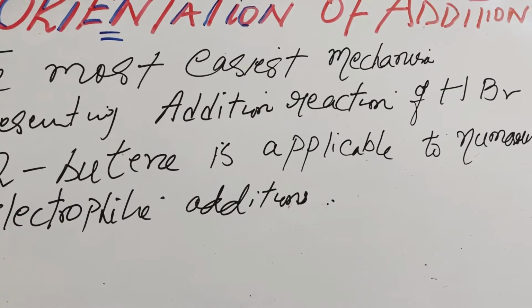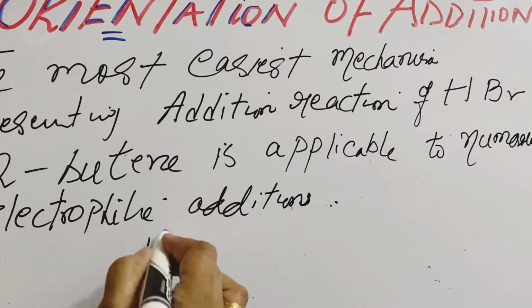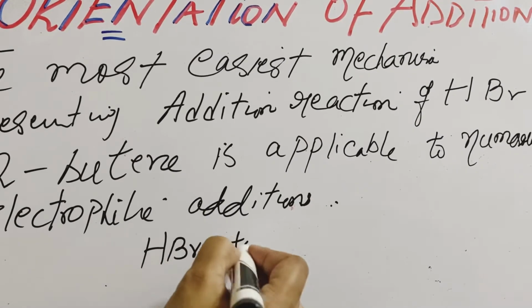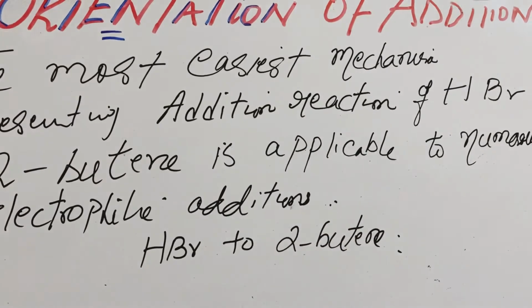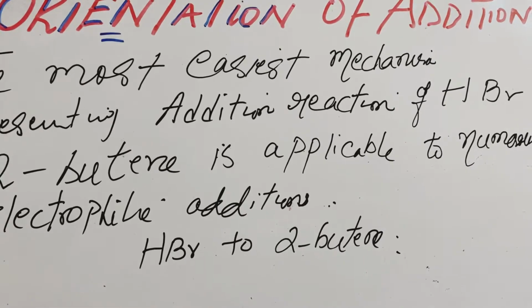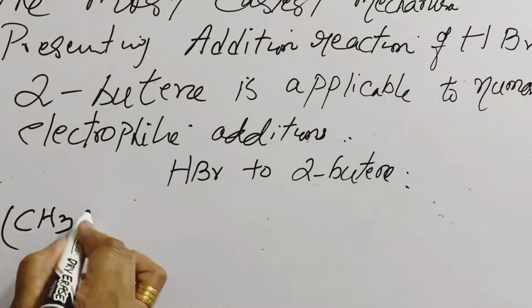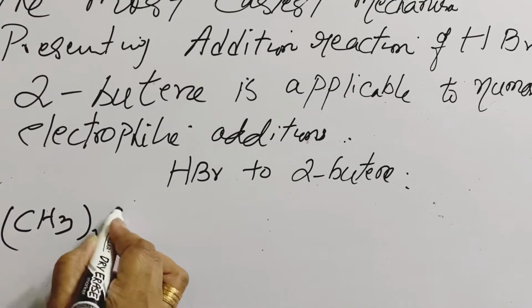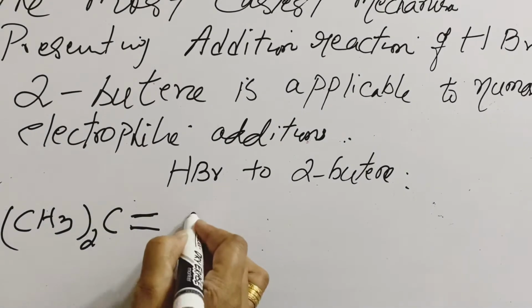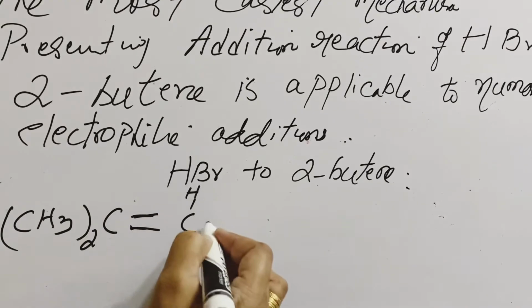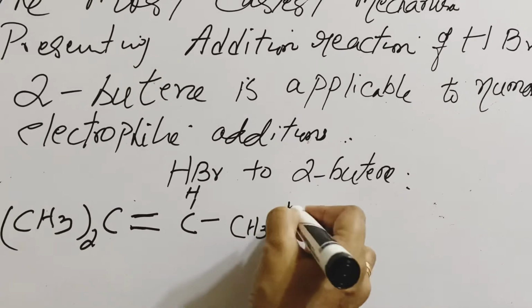Now, if we add hydrogen bromide to 2-butene, it can result in two products. If you add hydrogen bromide to 2-butene, you are going to get two products. That is, CH3 to C double bond CH3 plus HBr.